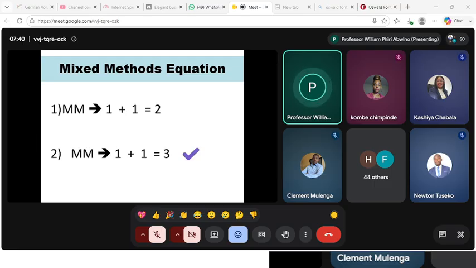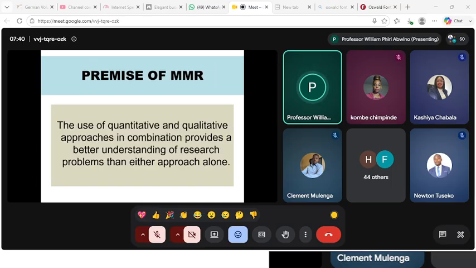So 1 + 1 is not equal to 2 in mixed research methods. 1 + 1 is basically equal to 3. The third one is a creation of synergy. So there is a synergistic creation. The premise of mixed methods research: the use of quantitative and qualitative approaches in combination provides a better understanding of research problems than either approach alone.